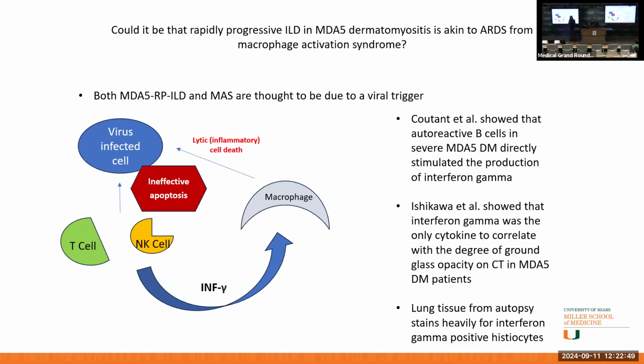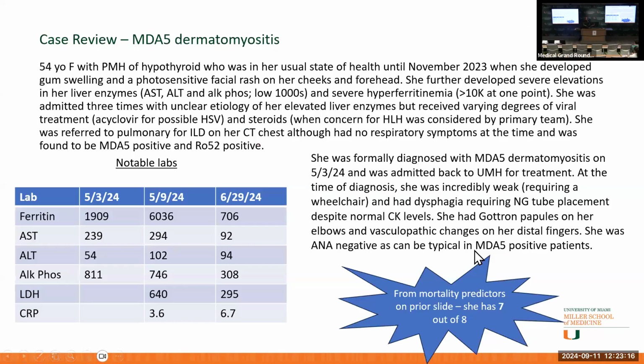So there were a couple studies. One showed that autoreactive B cells in severe MDA5 dermato directly stimulated interferon gamma, so maybe even without an effective apoptosis, this is occurring. Another study showed it was the only cytokine to actually correlate with ground glass opacity on CTs. And then there's been some autopsy studies that have shown lung tissue stains very heavily for interferon gamma positive histiocytes, as do the hilar lymph nodes.